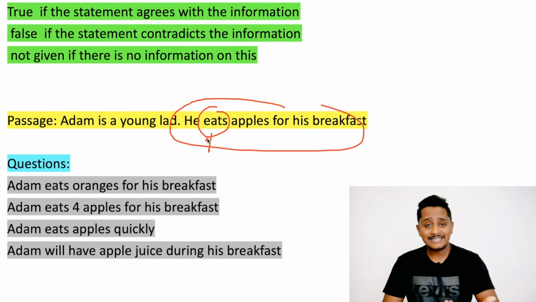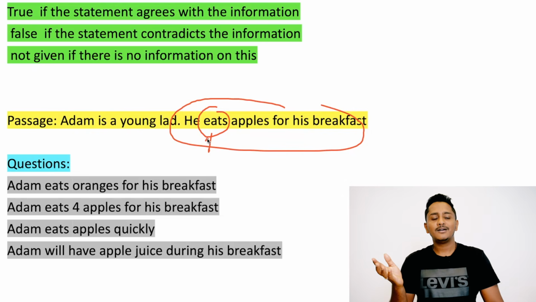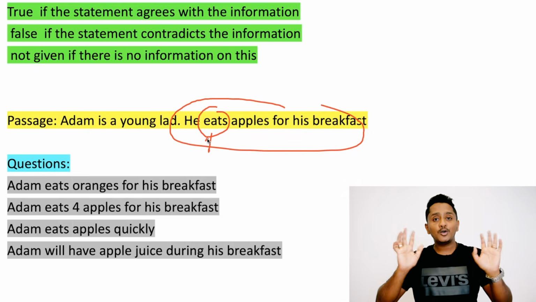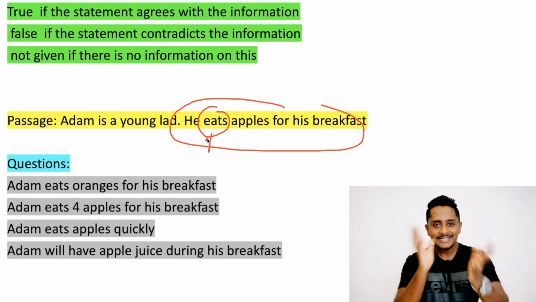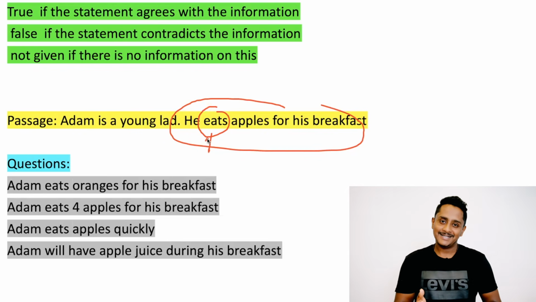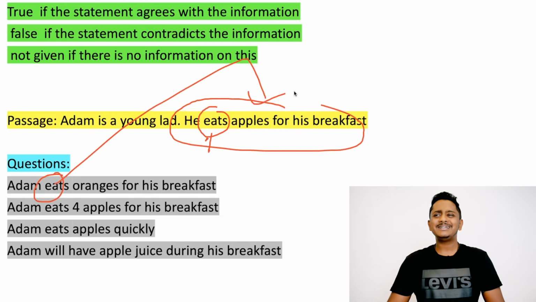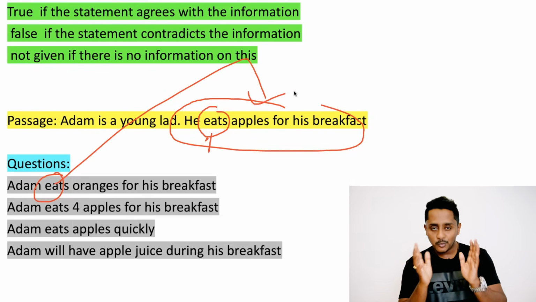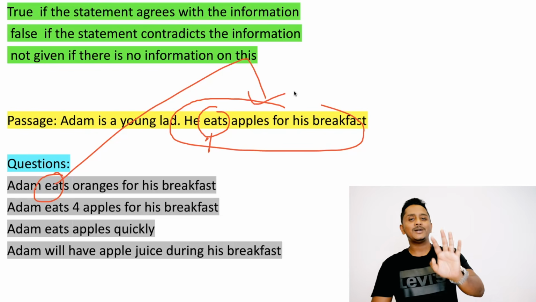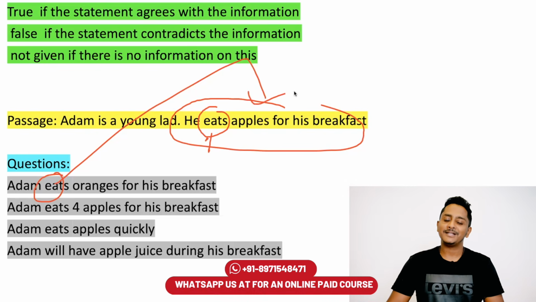What he eats apples. What about oranges? I don't know. No, he eats apples means he eats apples. He doesn't eat oranges. This is what it is. This is the basic. So he eats what he eats? He eats apples. Means he doesn't eat apart from apple. That's what it means. When you understand this, things become very easy.